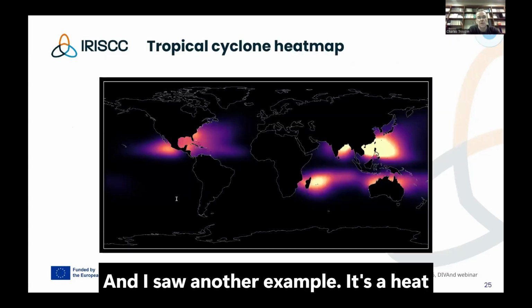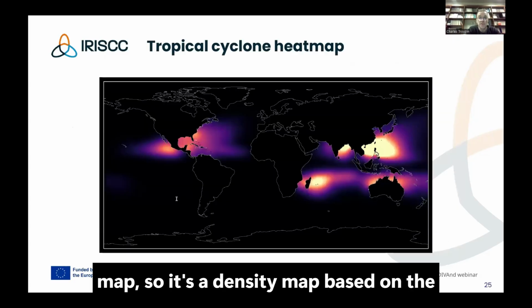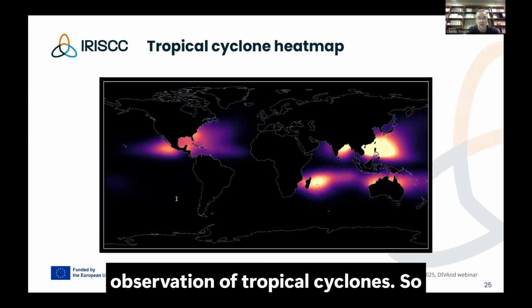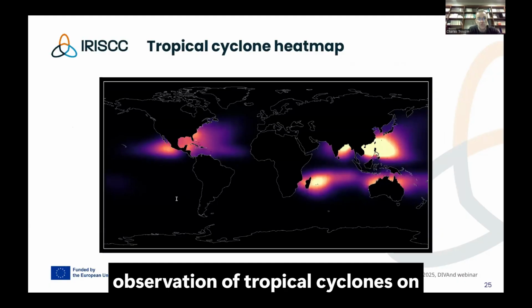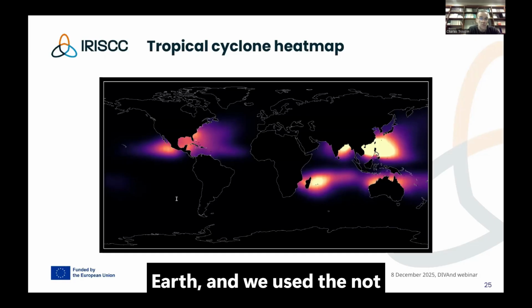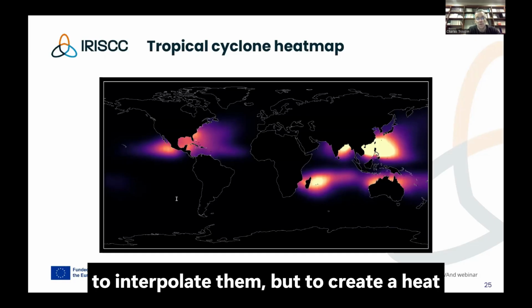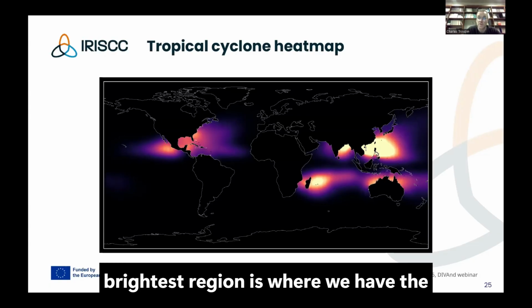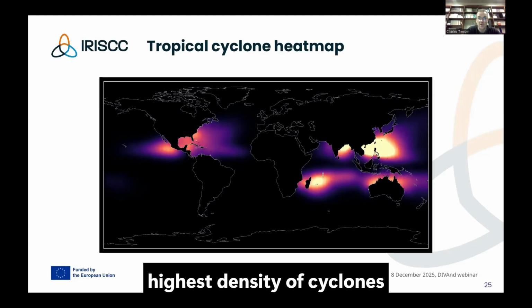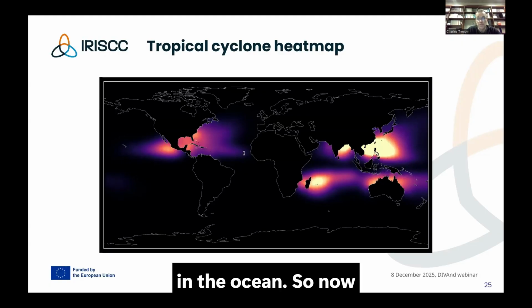And also another example is a heat map, so let's say a density map based on the observation of tropical cyclones. So we took all the trajectories and the observations of tropical cyclones on Earth, and we used the DIVA-ND not to interpolate them, but to create a heat map. So showing the brightest region is where we have the highest density of cyclones in the ocean.